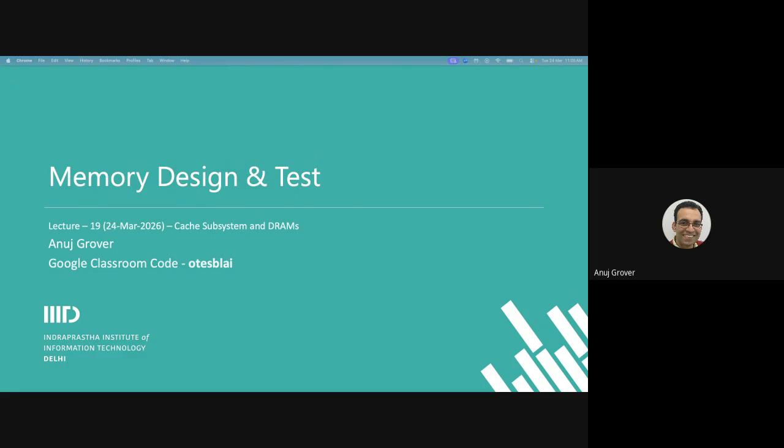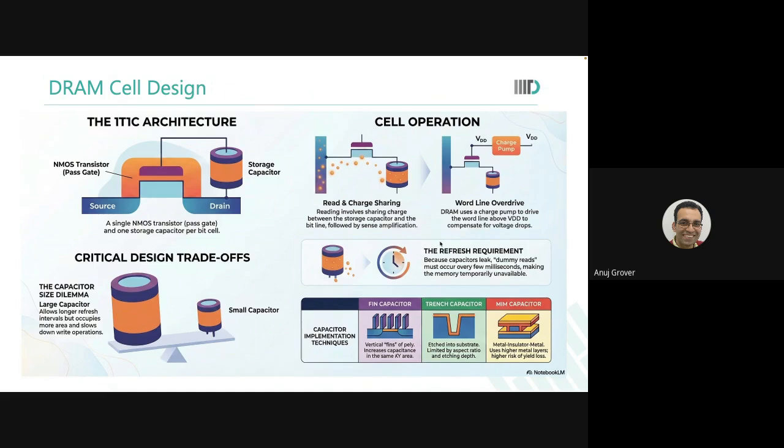So what were we doing in the last class? What about data? We start with the DRAM cell. The DRAM cell has one transistor and one capacitor. And we said that there is a challenge.